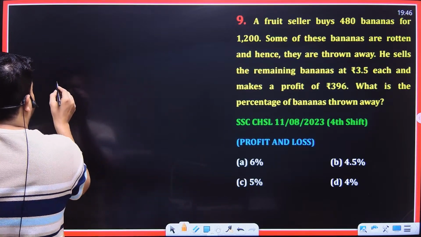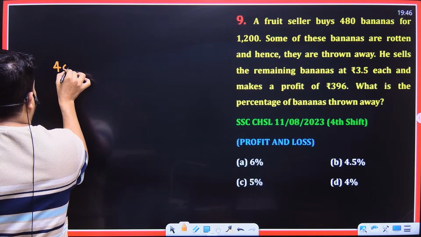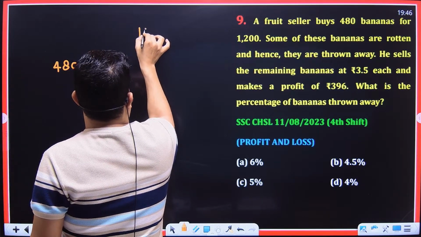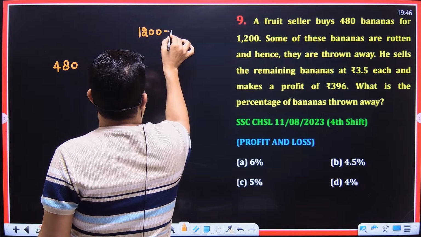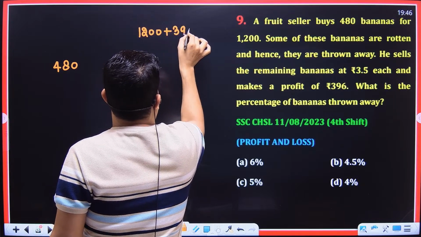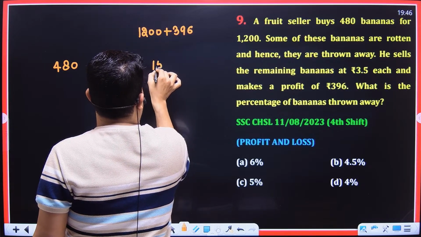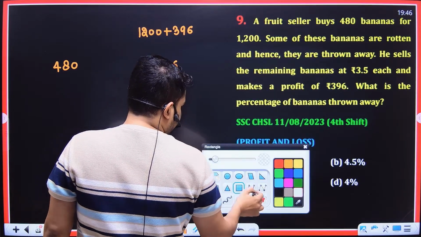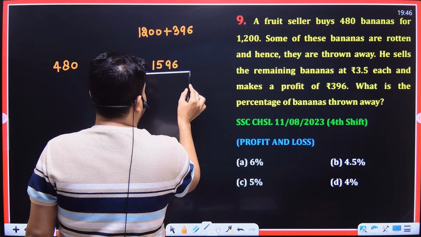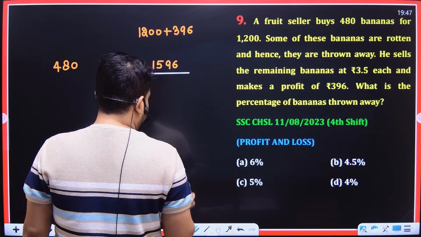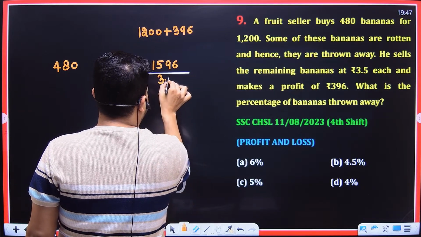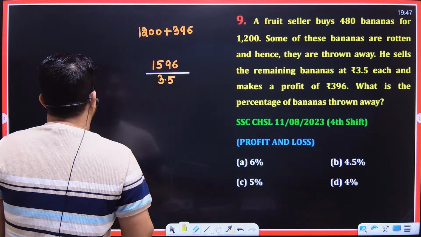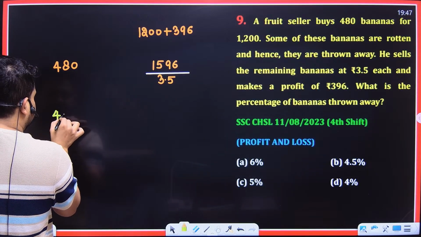See, initially he has 480 bananas. He bought them for 1200 and he wants to make a profit of 396. It means he sold them for 1596, and the price of each banana is 3.5. So if I divide this selling price by 3.5, then I have the number of bananas sold. Initially I have 480 bananas.